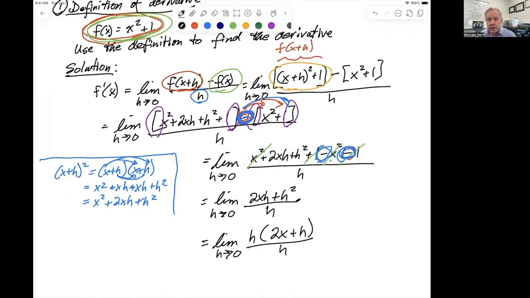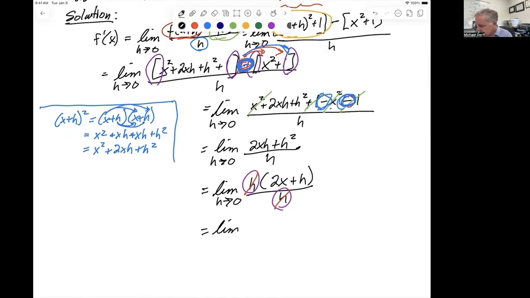And this is what we want. Okay. I have my h going to 0. So I should have an h on the top and an h in the bottom, where the h on the top is multiplied by something. And because of that, I can cancel the h's out, which is a good thing. And then I have the limit as h goes to 0 of 2x plus h over 1. Okay, I can leave that 1 off, but we'll just leave it there now.